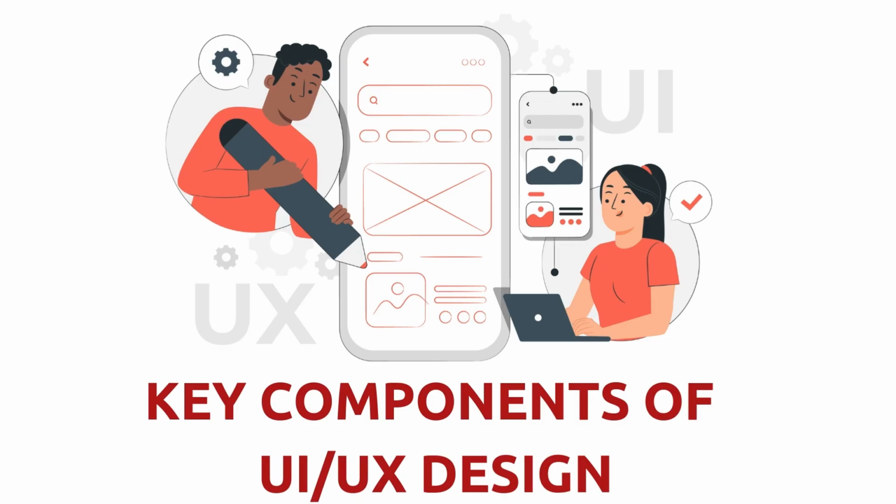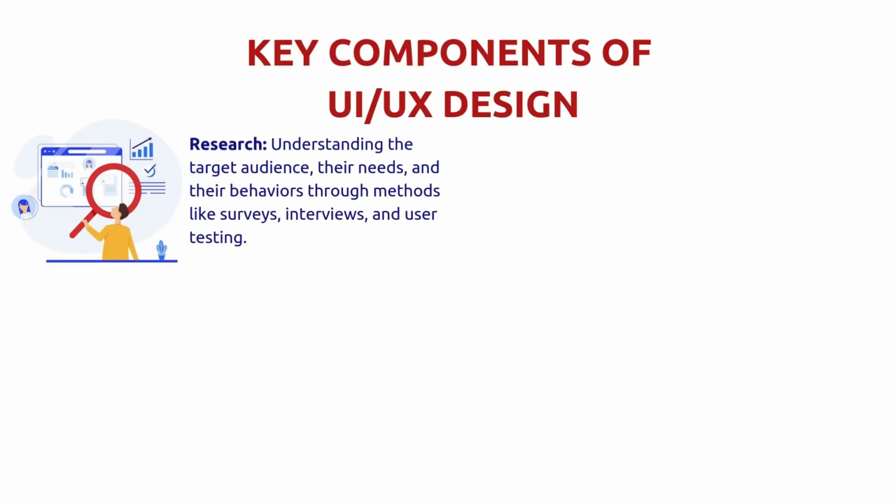So what are the key components of UI UX design? The first component in UI UX design is research. You do your research to gather information about your users. How do they think? What do they do? So you need to understand your target audience, their needs and their behavior through methods like surveys, interviews, and user testing. So you need to conduct a survey, you need to conduct interviews. Even after doing the designs, you need to give some of your users the design to test it to see if you're actually creating a solution or you are creating more problems.